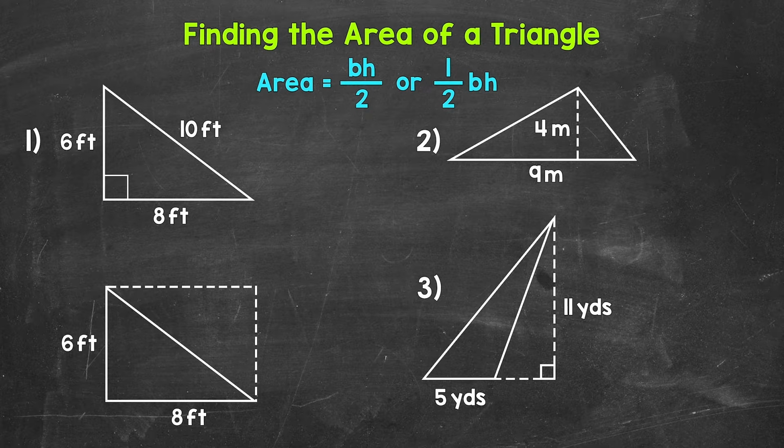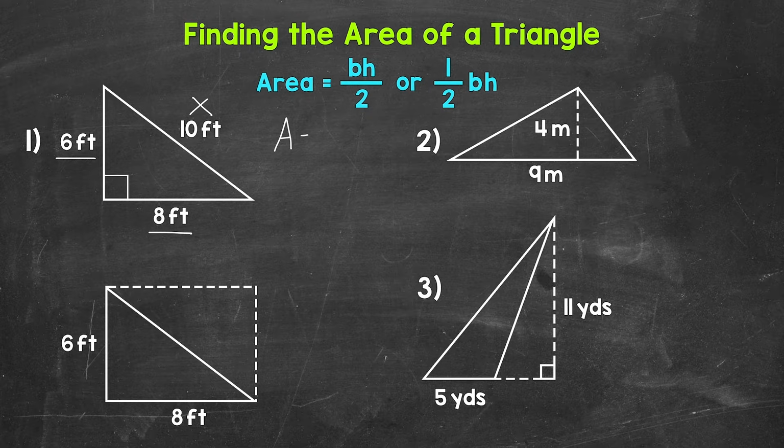But again, either formula will work and they both mean the same thing. We are taking half of the base times the height. Let's jump into number 1, where we have a triangle with a base of 8 feet and a corresponding height of 6 feet. We do not need this 10 feet right here in order to calculate the area.